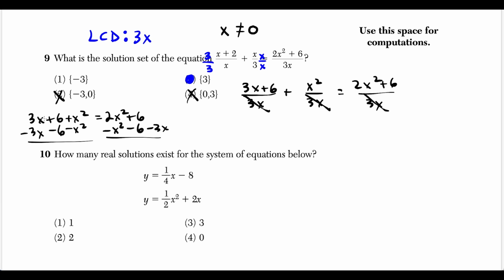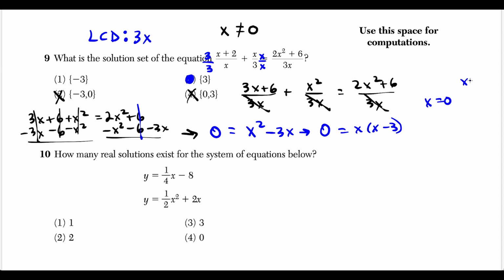So I'm going to do this, and you'll see here, this cancels, this cancels, this cancels, and I'll draw the arrow, and we'll switch colors here. Now on the left, we have 0 equals 2x squared minus x squared, which is just x squared, plus 6 minus 6 cancels, and we have minus 3x, which if we factor is going to give us x times (x minus 3). And this is going to give us two roots. We're going to have x equals 0, and then the second factor, x minus 3, is equal to 0 when x is equal to 3. So notice we get 0 and 3.